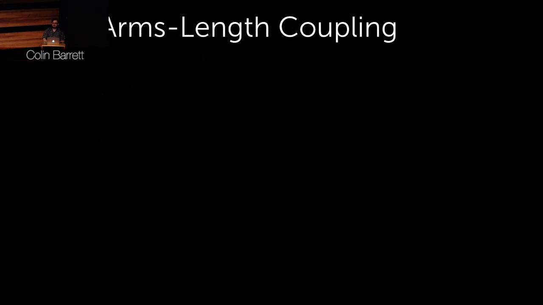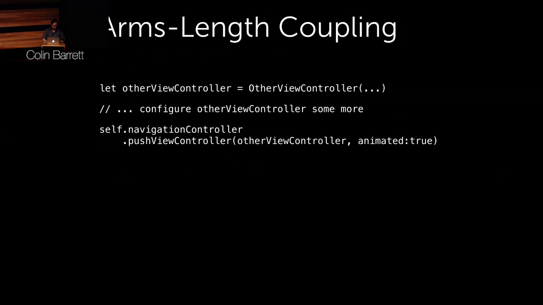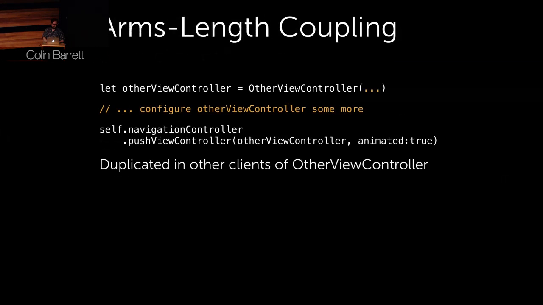Let's look at a really simple case where we're pushing a view controller in code. We create the other view controller and initialize it, and we do whatever configuration logic we need to set it up, and then we call self.navigationController pushViewController. Yes, we've hard-coded the class and we've hard-coded the navigation controller, but I think the really problematic stuff is this stuff in orange here, because this gets duplicated in every other client of the other view controller.